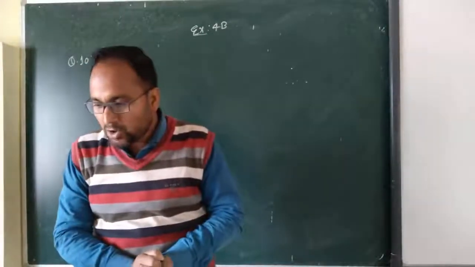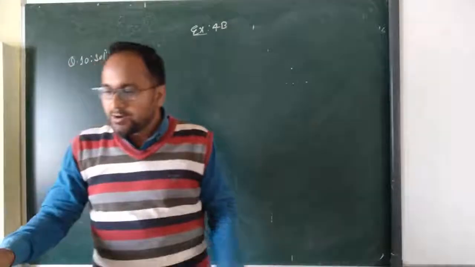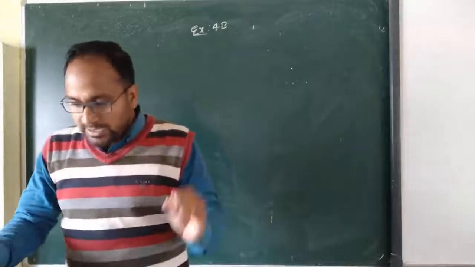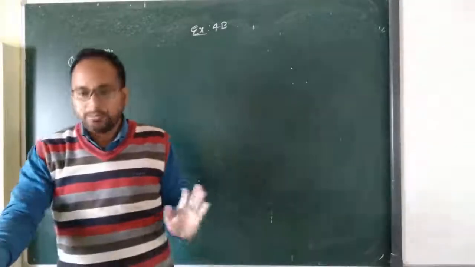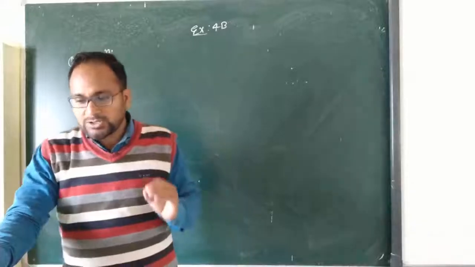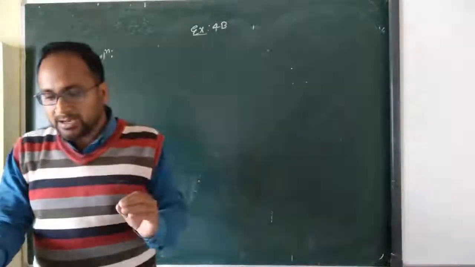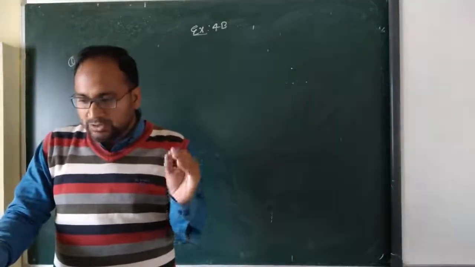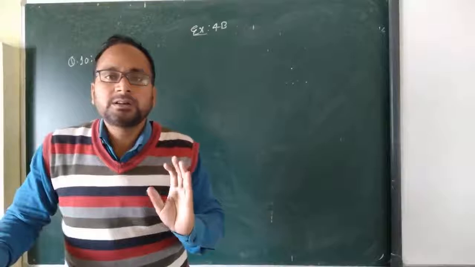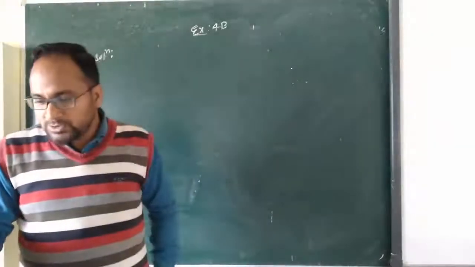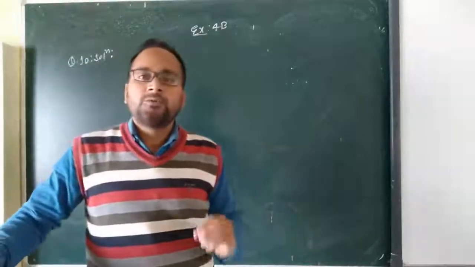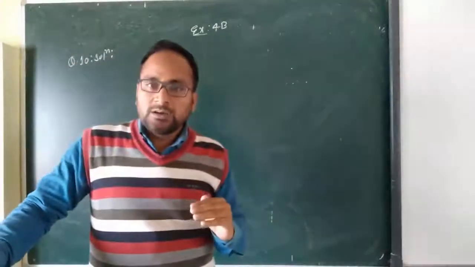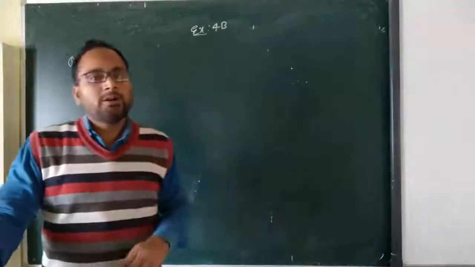A dealer suffers a loss of 10% by selling an article for rupees 2,520. At what price should he sell it to make a profit of 4%? If he sold the article at 2,520, he suffered a 10% loss. At what price should he sell the same article to get a 4% profit, students?